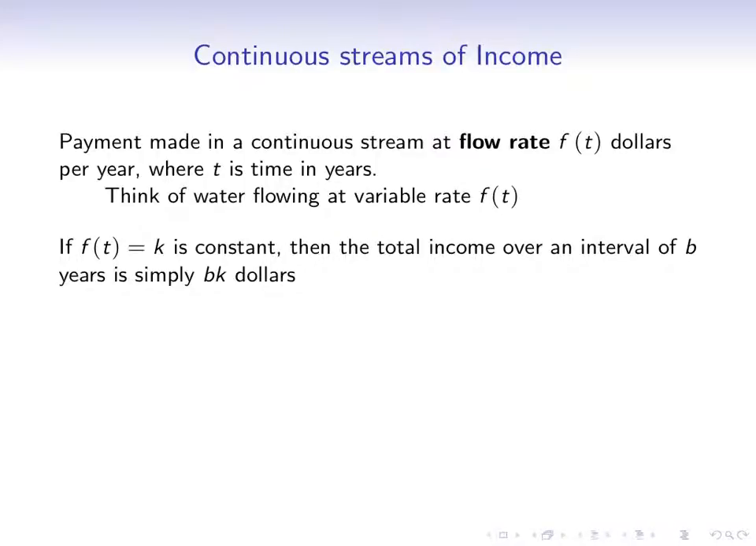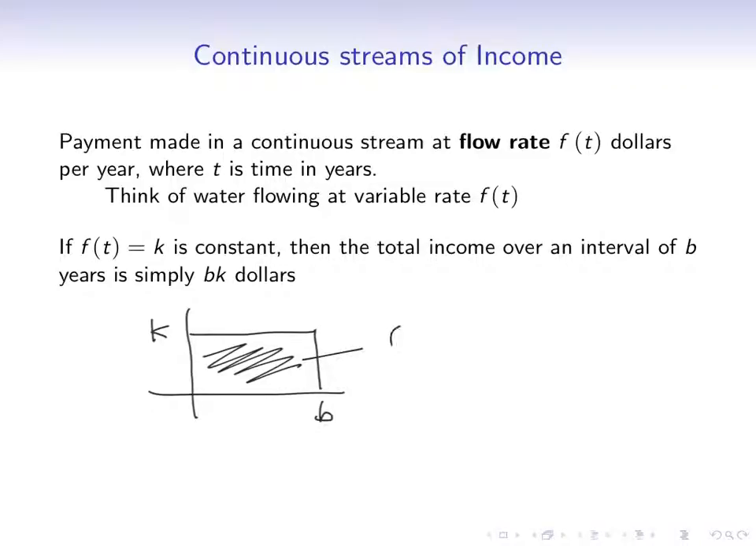The simplest case is where f of t is k, a constant rate, in dollars per year, over an interval of time, b years. And the total amount paid is bk dollars. That's the product of the rate, k, times the interval of time, b. So this is just the area of the rectangle over the interval of time from 0 to b. And that area is the integral from 0 to b of k dt, where k is that constant flow rate.